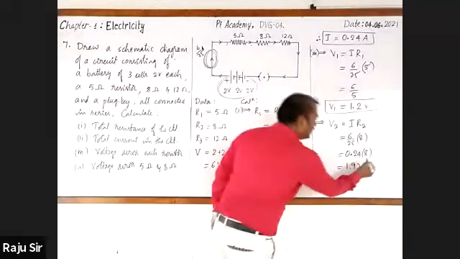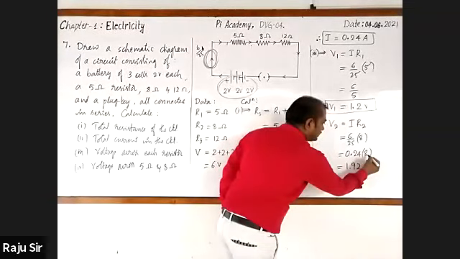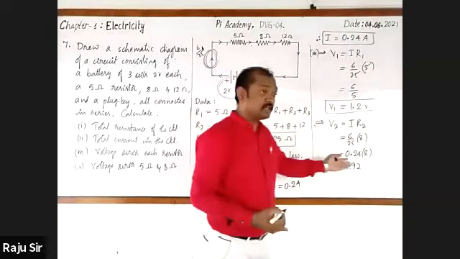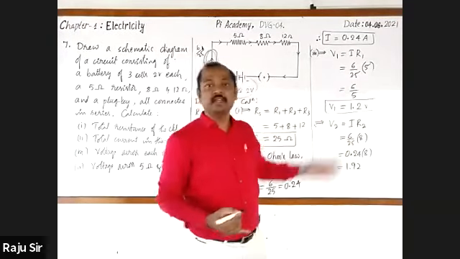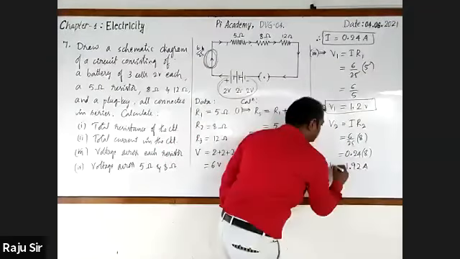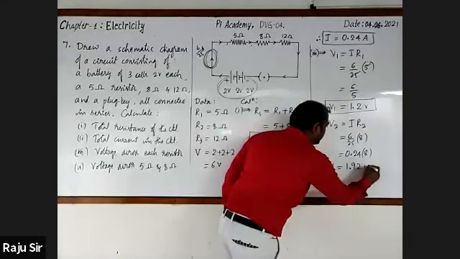Or else you can multiply it like this. 8 fours are 32, 8 twos are 16, 16 plus 3 is 19. It will be 1.92 volts. V2.